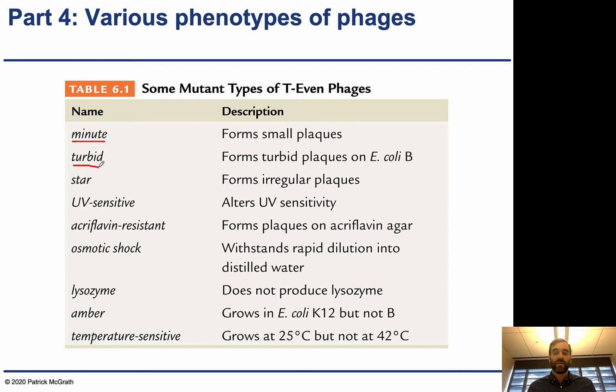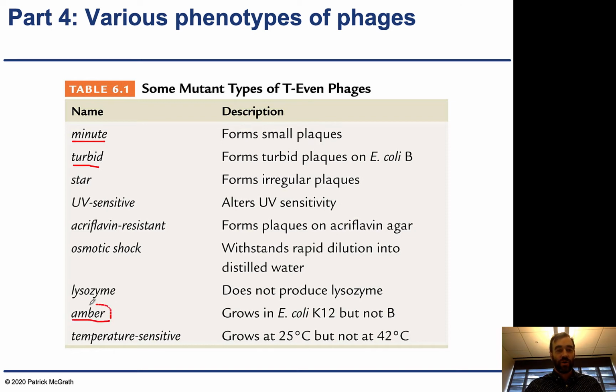Star is the shape of the plaques. And then you can also have phages that are resistant to various degrees to things like UV, acriflavin, osmotic shock, lysozyme, temperature sensitive, so what temperature they occur at, and then even different strains that they can infect.